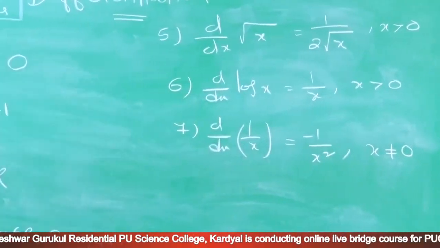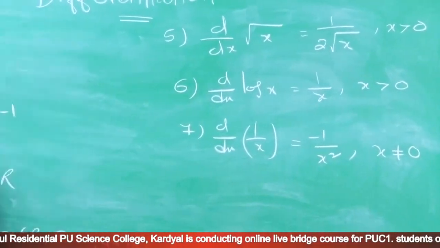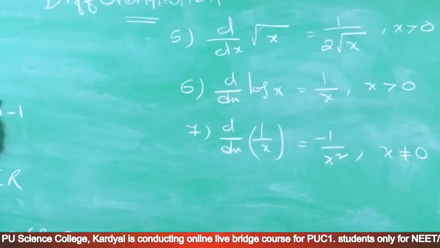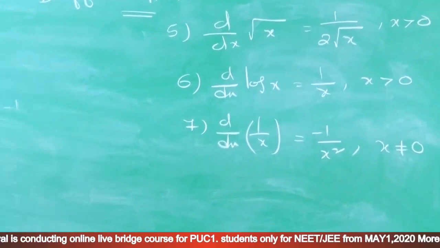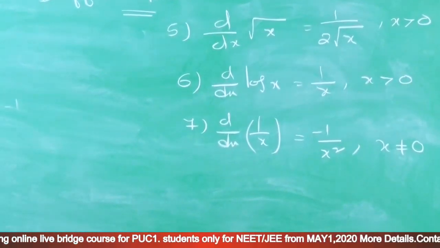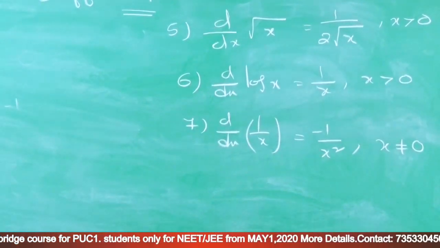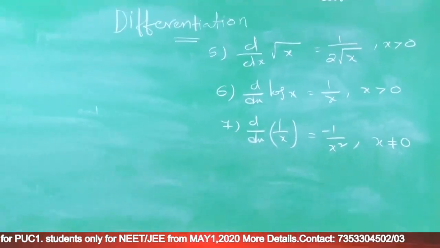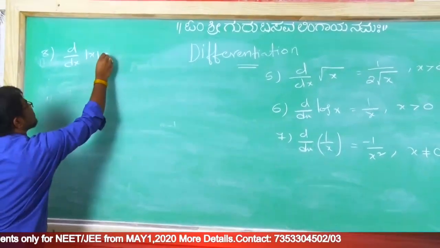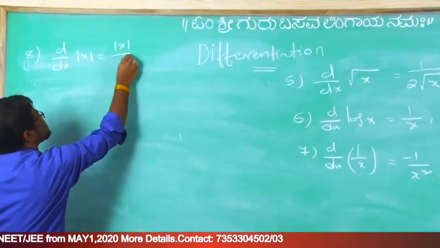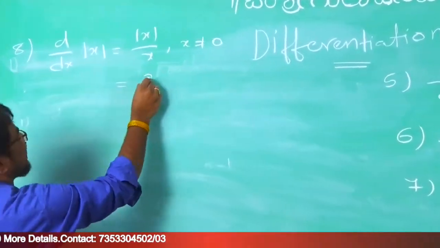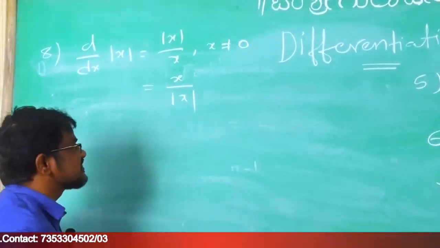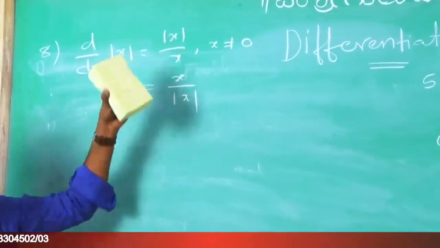And the eighth one, this is an important formula: d by dx of mod x equals mod x by x for x not equal to 0, or you can write x by mod x also. In some books this one is mentioned, in some books the other one.